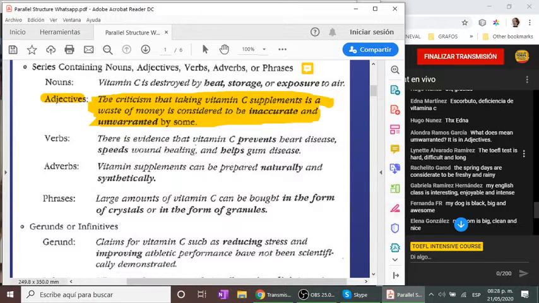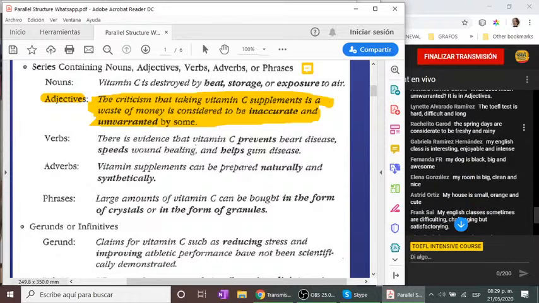So here we have some examples. They are starting to write. The TOEFL test is hard, difficult, and long. Unwarranted, no avalado. Because remember, it's interpretation, it's not translation, it's interpretation of what's being said. So in this case, no está avalado por algunas personas. Okay, eso es, digamos, la interpretación en este caso. Okay. ¿Cómo ves los ejemplos? The TOEFL test is hard, difficult, and long.